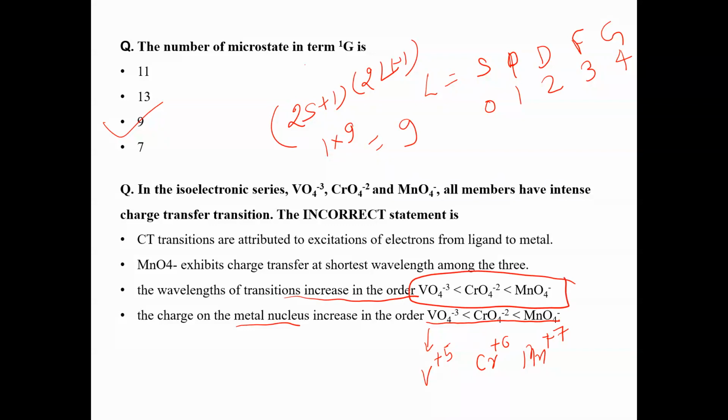and transfer transitions are attributed to excitation of electron from ligand to metal. Yeah, this is also correct. And what about this one? This permanganate ion exhibits charge transfer at shortest wavelength among the three. No, it is having the highest wavelength. Okay, so this will be the incorrect statement.